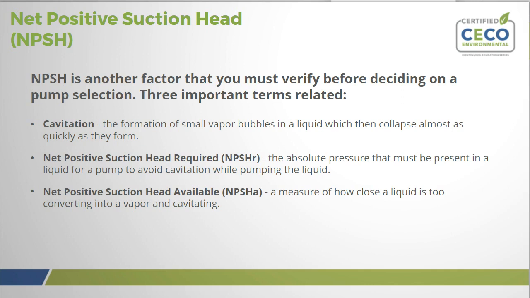So what's cavitation? We talked about that in both NPSHR and NPSHA. So cavitation is the formation of small vapor bubbles in a liquid, which then collapse almost as quickly as they form. So in a pump, cavitation occurs at the point of lowest pressure, which is typically at the inlet to the impeller vanes.